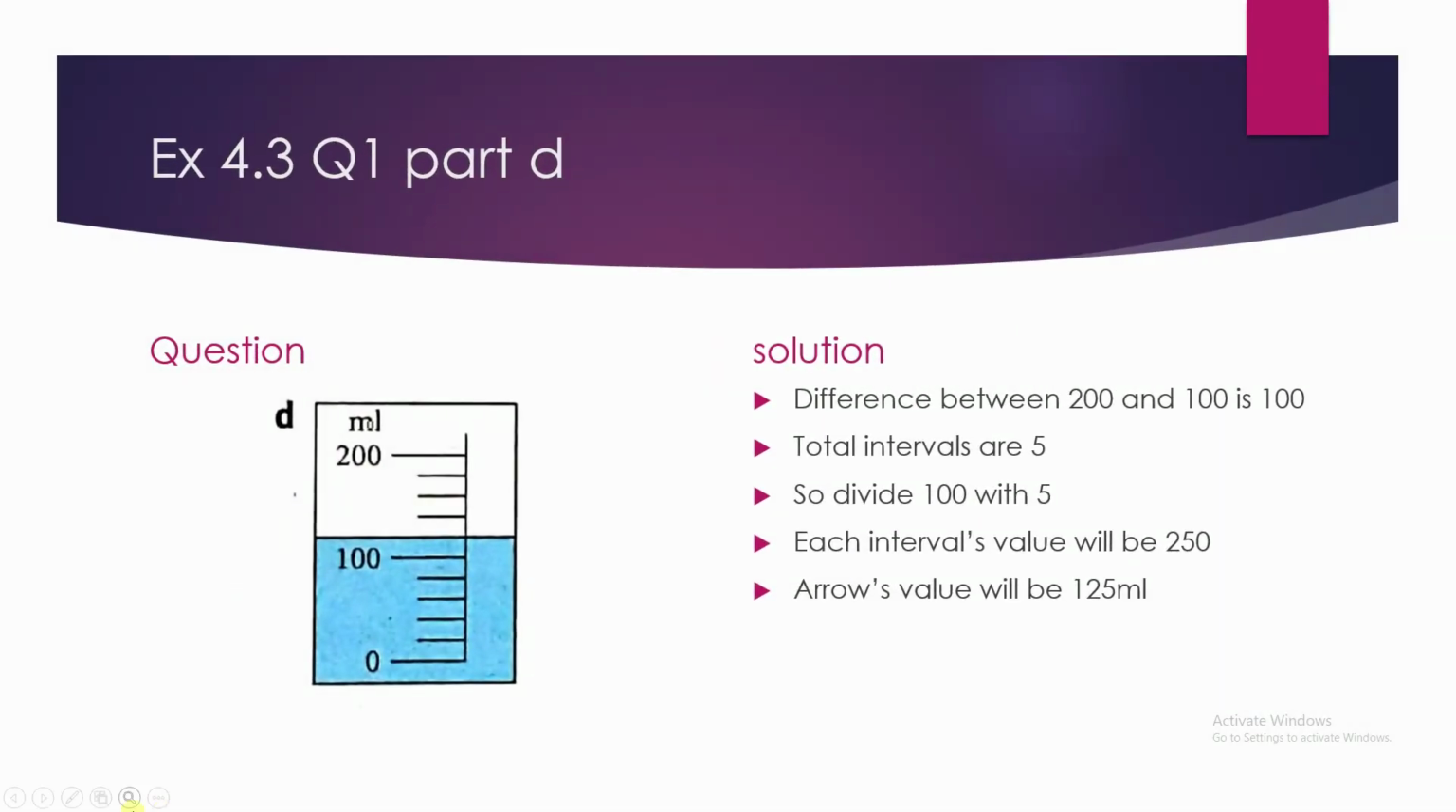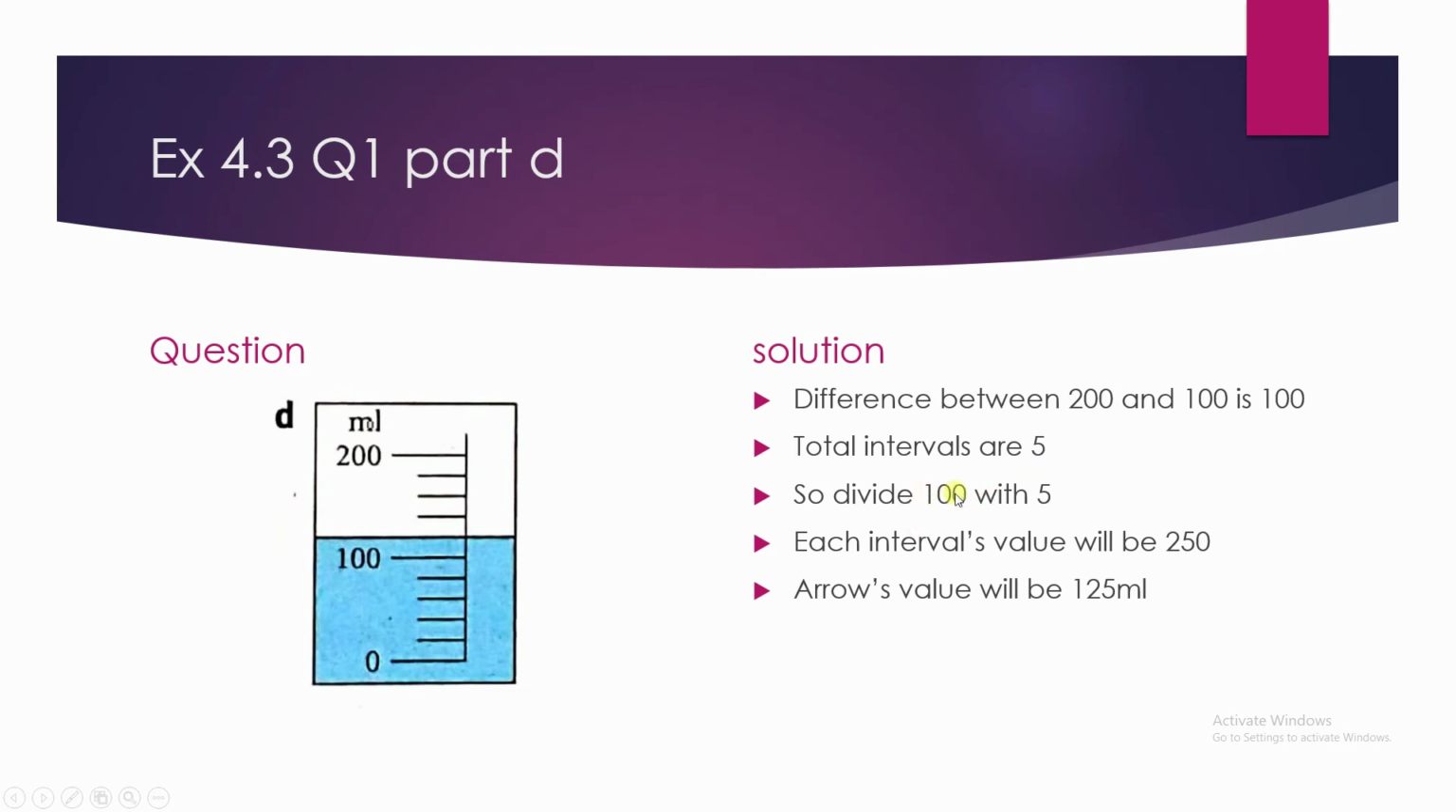Now the turn is of part D. In part D, they have given us milliliters. So for this purpose, you have to see where our arrow or our value is located. Our arrow or the liquid is in between 100 and 200. So you have to find the difference between 100 and 200. That will be 100 here. Count the intervals. Intervals are 1, 2, 3, 4 and 5. So intervals are 5 here.